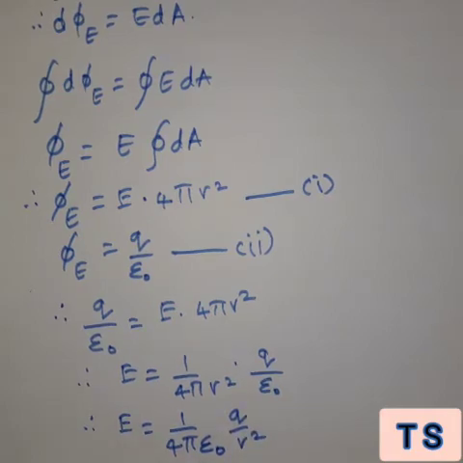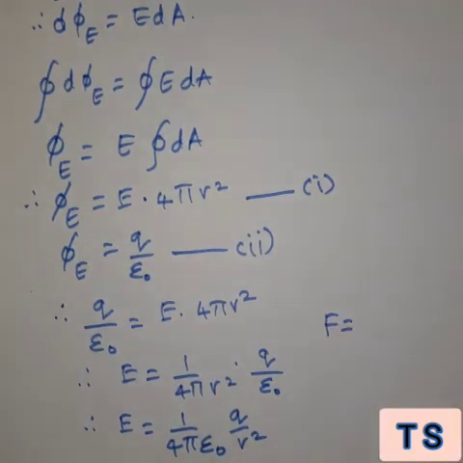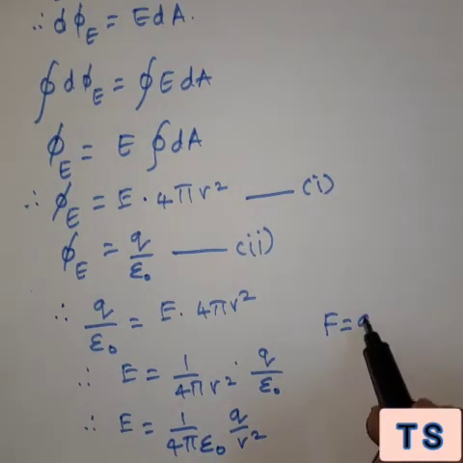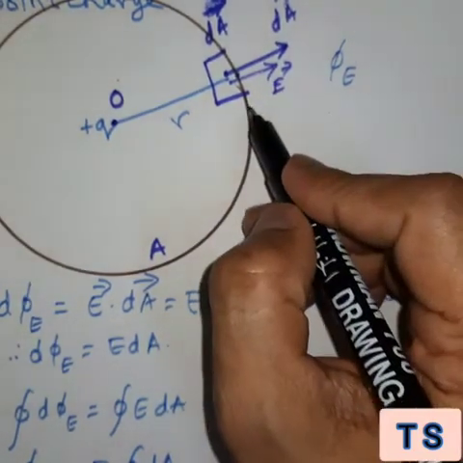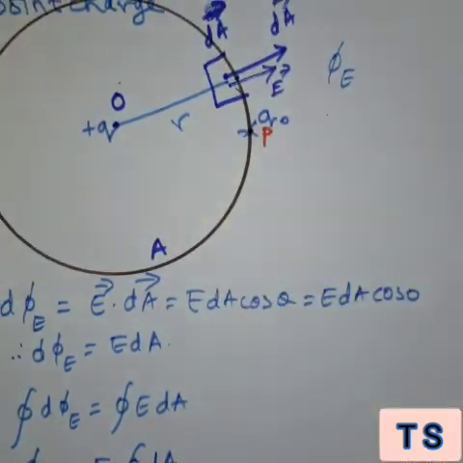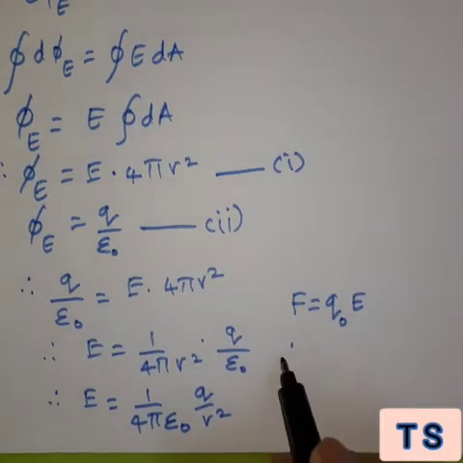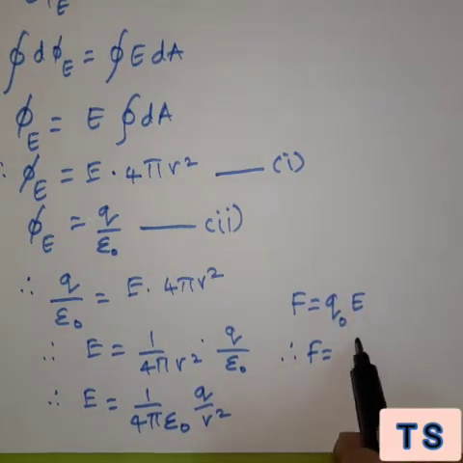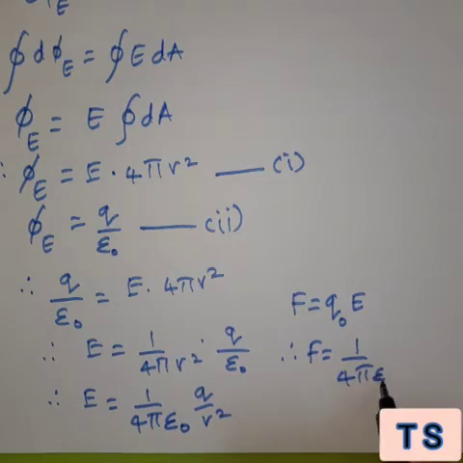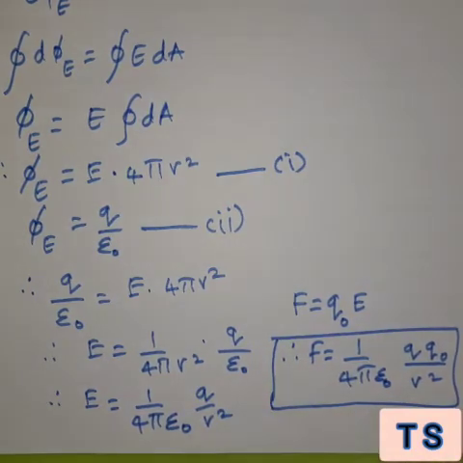But since we have to derive Coulomb's law, which says it's the force, and this force is nothing else but, let's say it's a test charge Q naught into E. Let's say that at this point we take somewhere a Q naught, which is a test charge. So F equals Q naught E. This is the value of E, so I substitute here: F equals 1 upon 4 pi epsilon naught Q into Q naught upon r square. This is my equation of Coulomb's law.